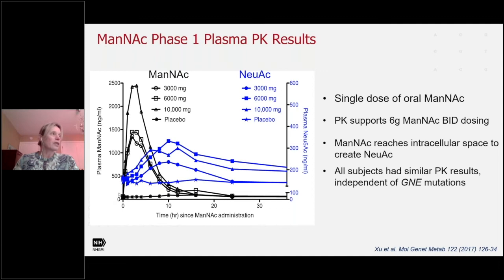Importantly, after taking a single dose of ManNAc, the free sialic acid levels in plasma start to increase after 3 grams of ManNAc, 6 grams of ManNAc, and 10 grams of ManNAc. And they peak around 10 hours after taking a single dose. And importantly, after 48 hours, after taking one single dose of ManNAc, the free sialic acid in blood is still increased, indicating that ManNAc is a slow release sialic acid therapeutic.